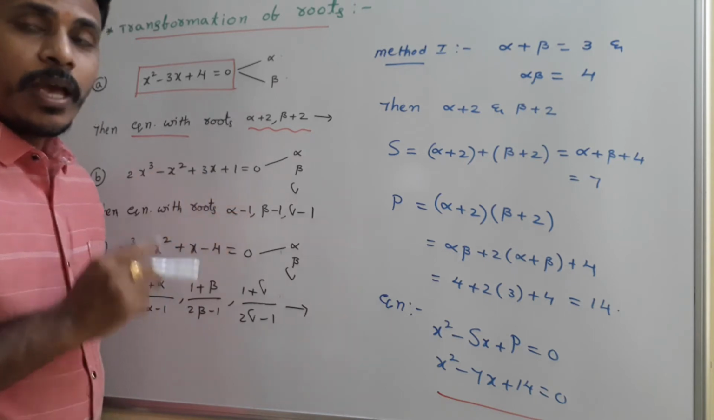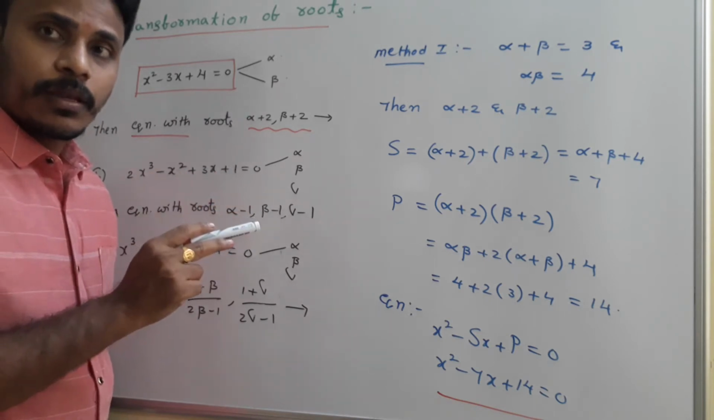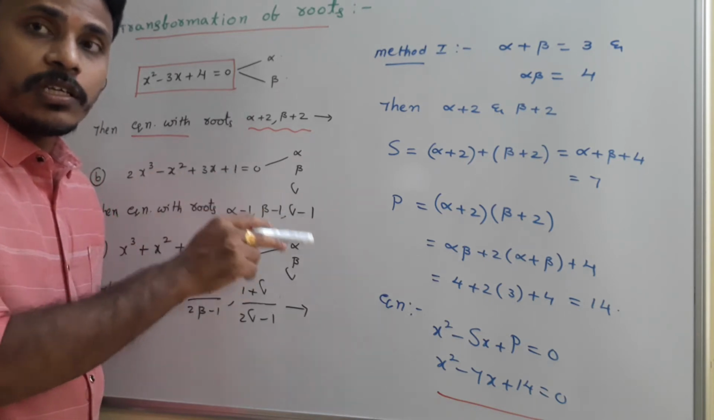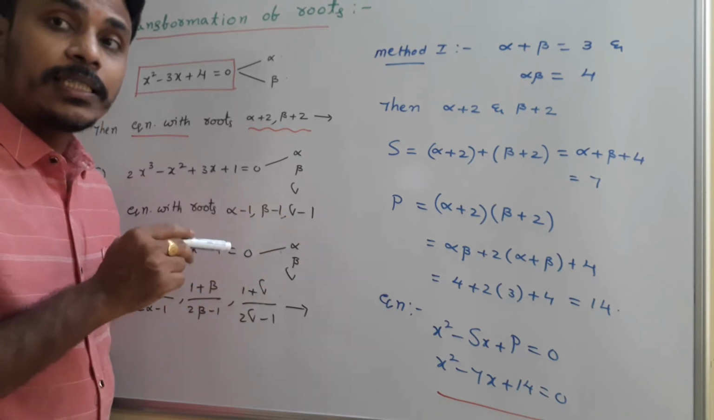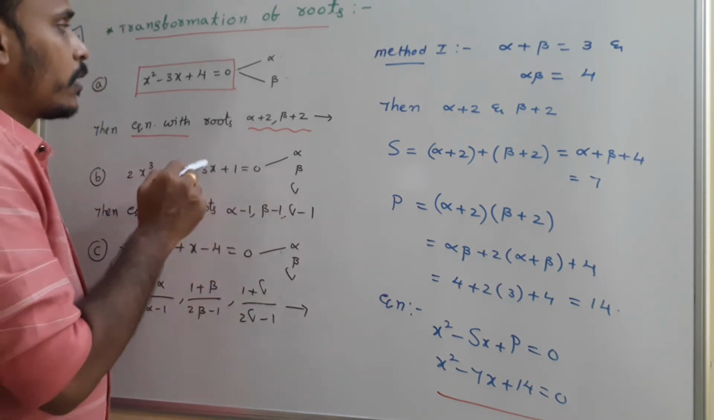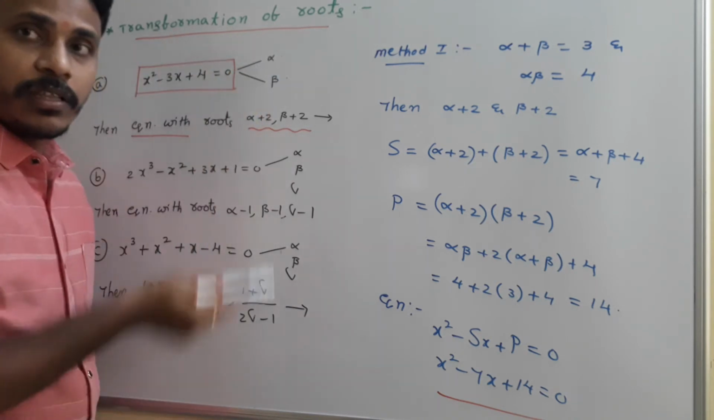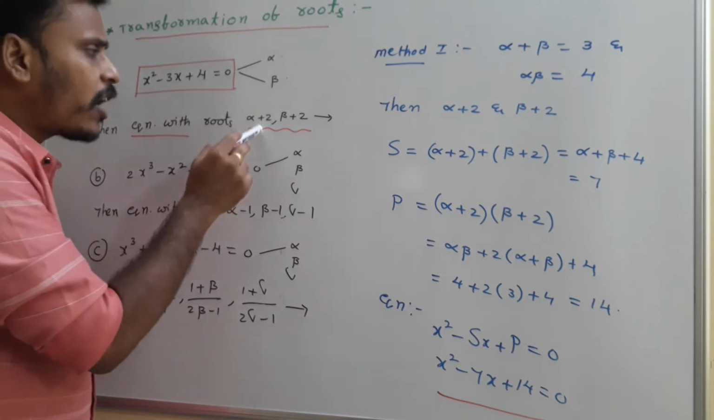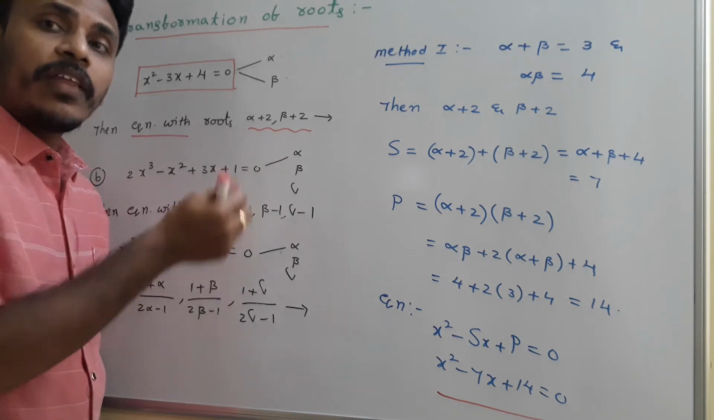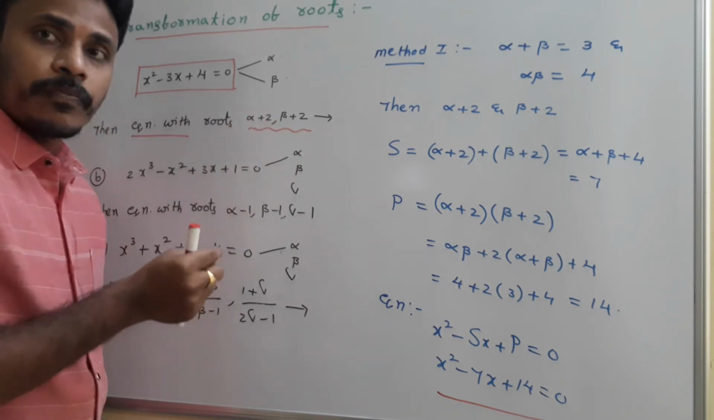This is method 1. Actually we have another method, which is much easier than method 1. In that method, if you have a chance to find the roots directly for this equation, then add 2 to the roots, and you will get these two numbers directly.